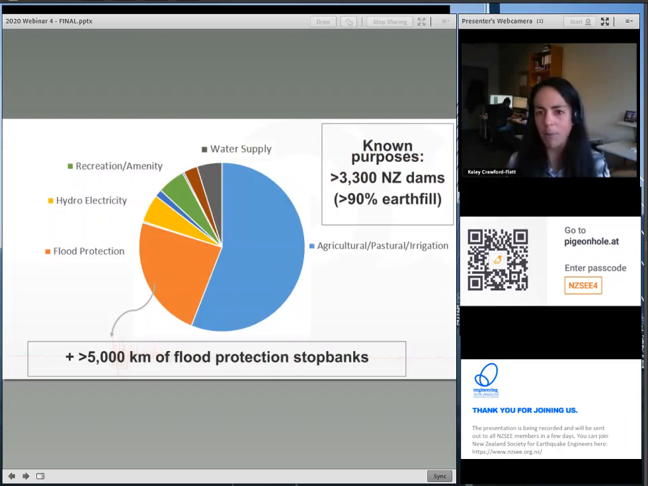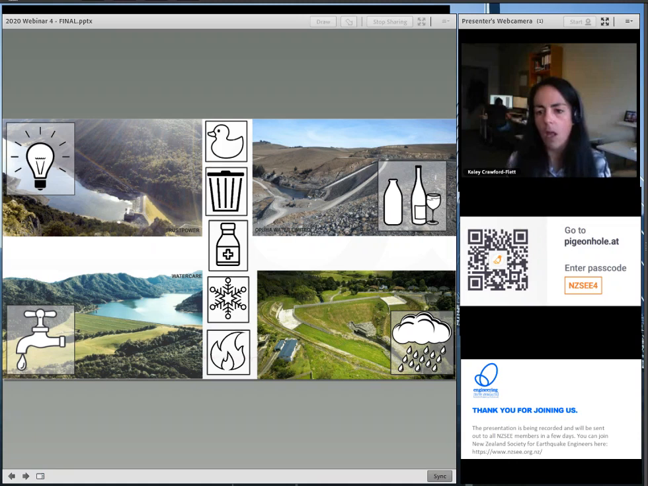What do we know about our dams? Well, we have over 3,300 dams in New Zealand. Over 90% of them are earth-fill dams. Over half of them are for agricultural pastoral irrigation purposes, but we also have flood protection, hydroelectric, water supply and recreation amenity dams that serve a critical function for every one of us. In addition, we have over 5,000 kilometres of flood protection stop banks. So, we all actually rely on dams more than we probably realise.